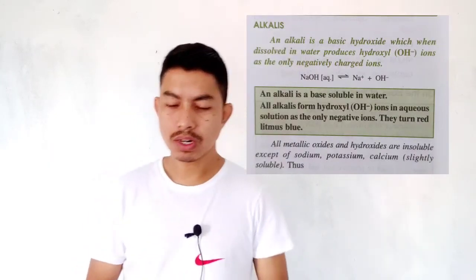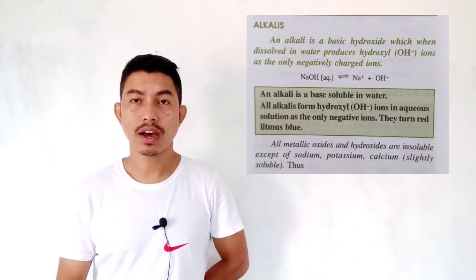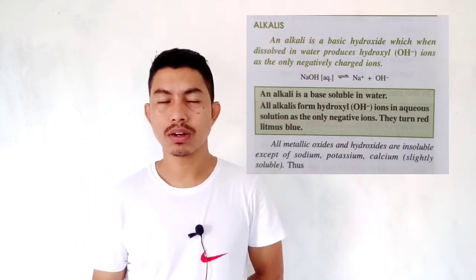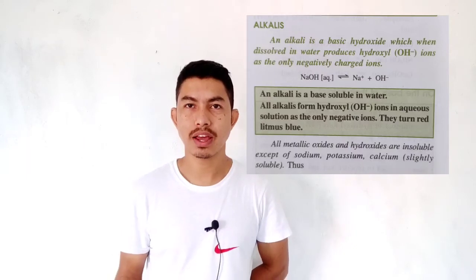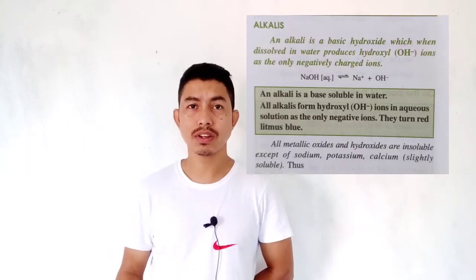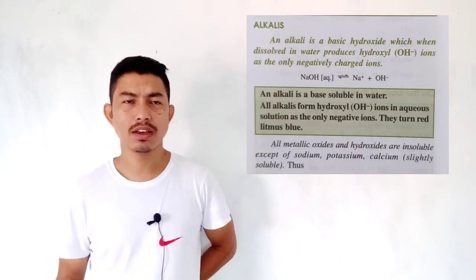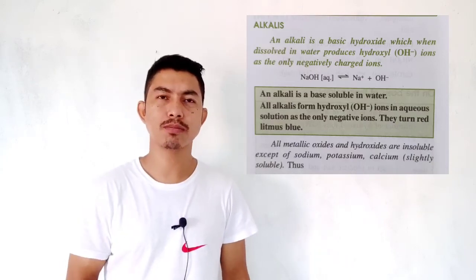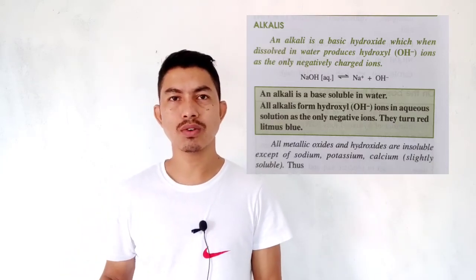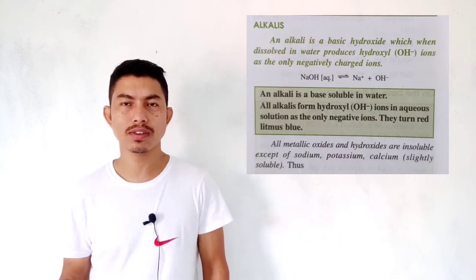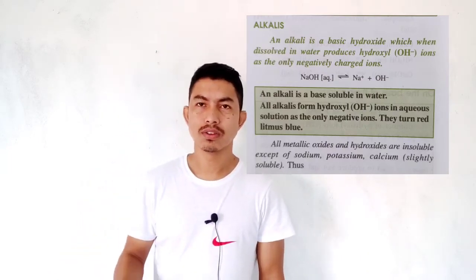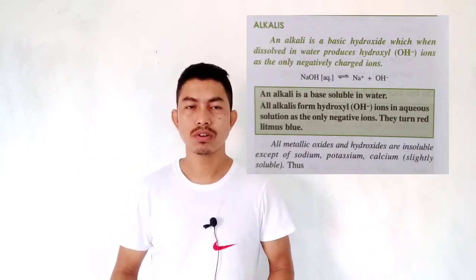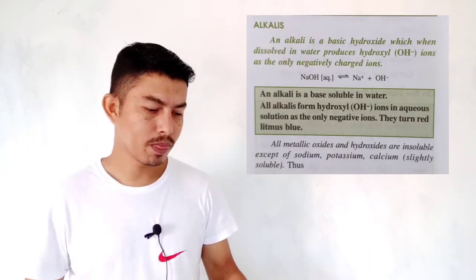When we are talking about bases, we are also much interested in alkalis. So what are alkalis? Alkalis are water soluble bases which, when treated with water, produce a hydroxyl ion. What is the basic difference between a base and an alkali? All bases are not alkalis, but all alkalis are bases. It's because not all bases are water soluble, but all alkalis are water soluble. So alkalis are also bases which dissolve in water to produce a hydroxyl ion.